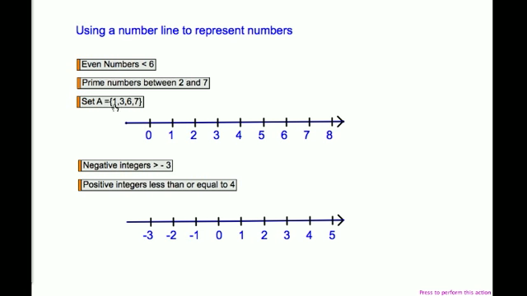In the next example, we look at representation of a number set. This set is 1, 3, 6, 7. And to represent set A, we have the numbers 1, 3, 6, and 7 indicated on the number line by dots.